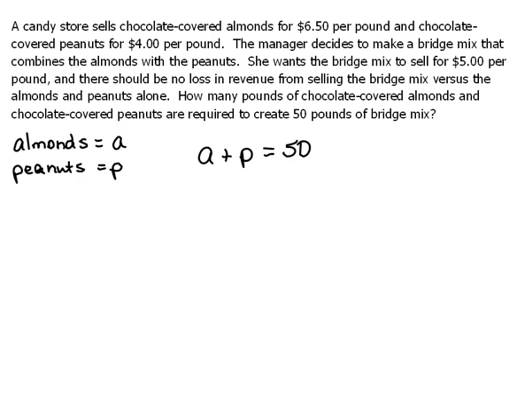Okay, now they've also talked to us about money. So the almonds are $6.50 per pound. So if I were going to write that out, that would be 6.5 times however many pounds of almonds we have. Now we're going to add that to the peanuts, which are $4 per pound. So that would be 4 times however many pounds of peanuts we have, would equal the bridge mix. The bridge mix we want to be $5 per pound. So $5 for each of those 50 pounds.